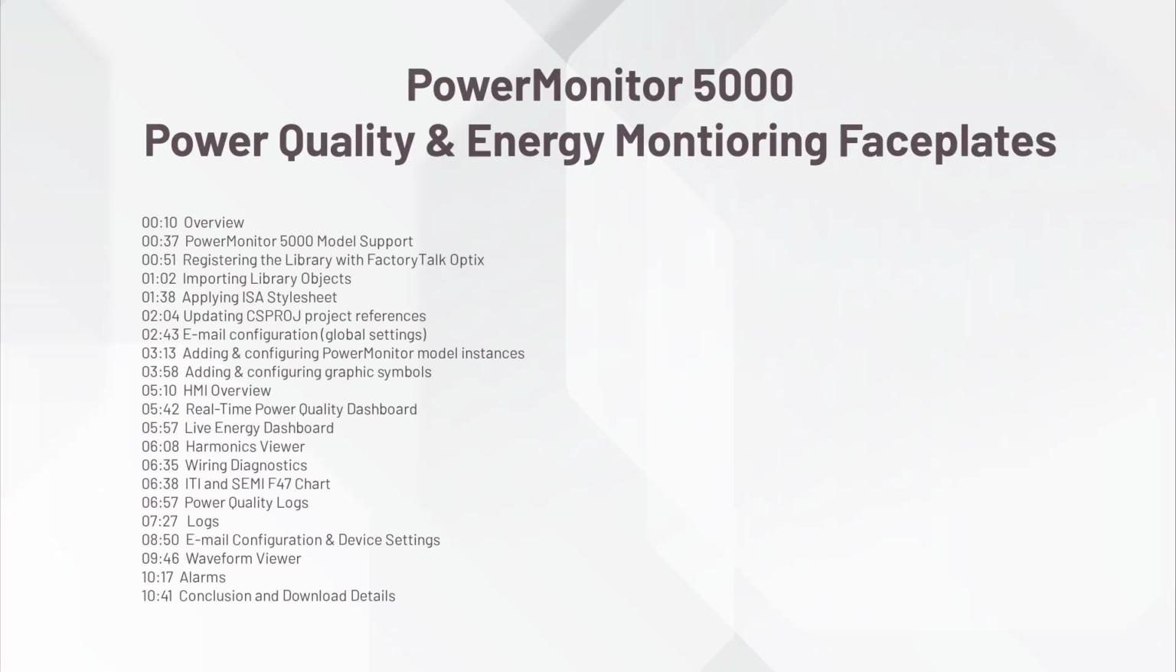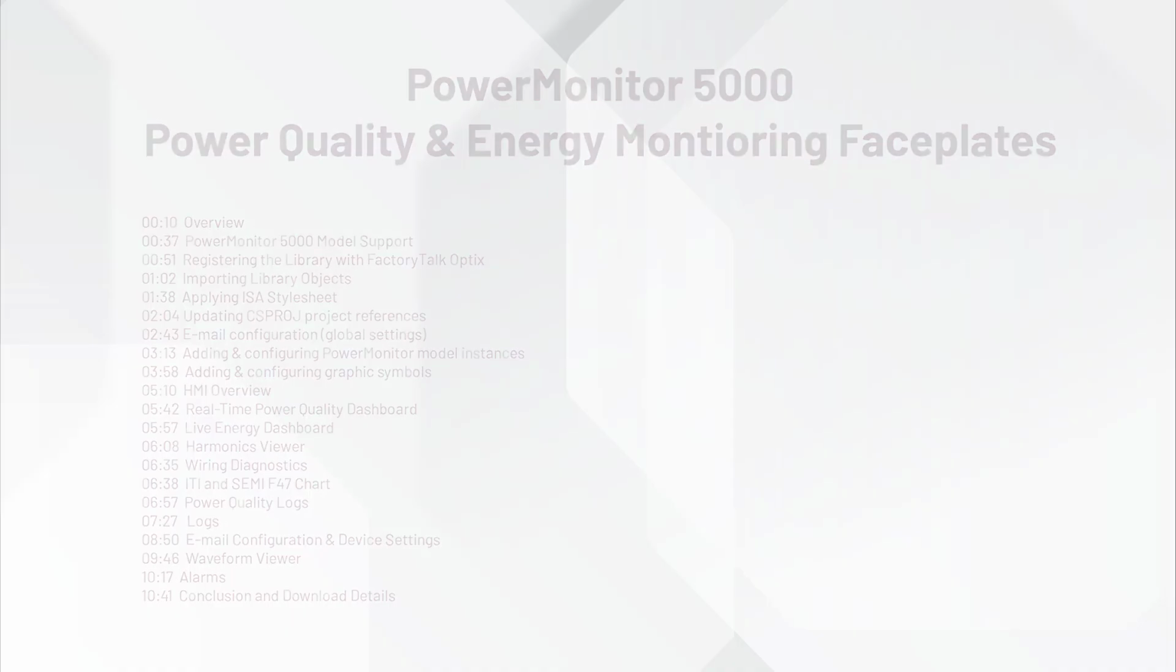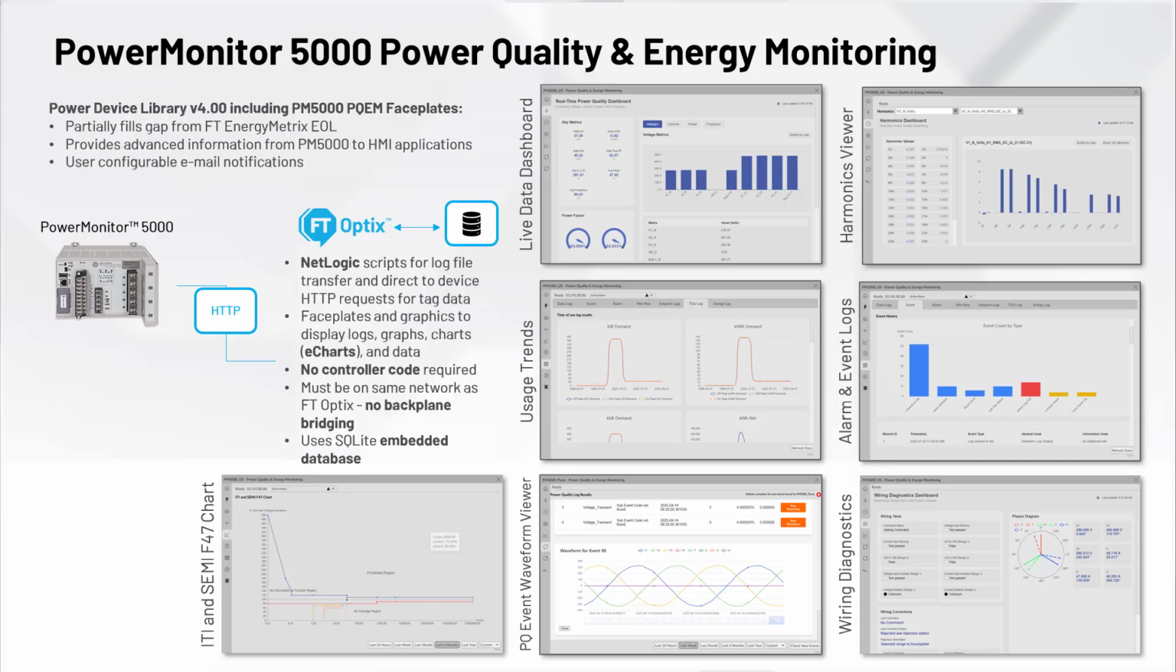This video provides an overview of how to configure and use the PowerMonitor 5000 Power Quality and Energy Monitoring Advanced Faceplates from Rockwell Automation's Power Device Library. These HMI faceplate displays are available exclusively for FactoryTalk Optix and allow you to view detailed information from live data dashboards to harmonics, alarm and event logs, and power quality events.